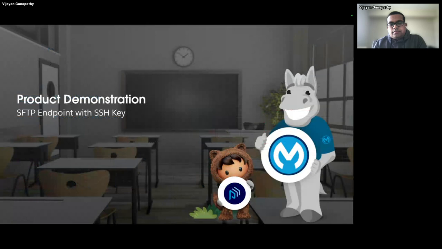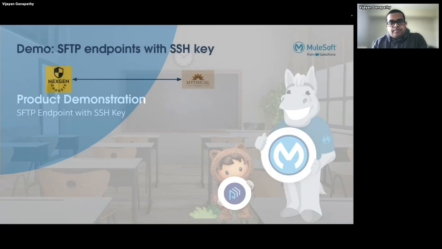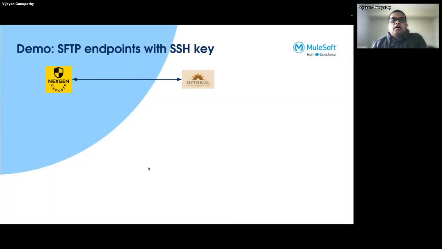We are going to be looking at a comprehensive demonstration of some of the new features that we released in Partner Manager recently, which will be how you can configure SFTP endpoints with SSH identity keys. For this demonstration, I'm going to be representing a fictional organization called Mythical Supplies, and they are going to onboard another fictional retailer called Next Gen Gadgets, who are going to be sending EDI purchase orders to Mythical Supplies. Mythical Supplies is going to create those orders in their backend system, which is SAP, and then execute that order to confirm the order, ship the order, and invoice the order after the shipment.